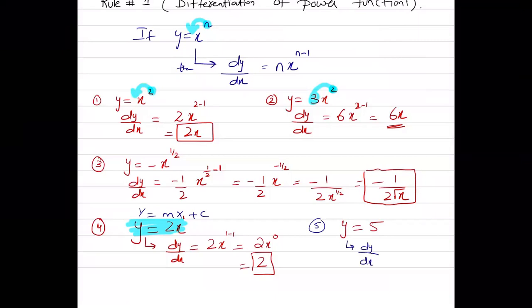5 means x to the power of 0. So if you multiply this 0 with 5, you are going to get 0. And anything multiplied by 0 is 0. So that's why the answer is 0. The differentiation or the derivative of a constant number is always going to be 0.